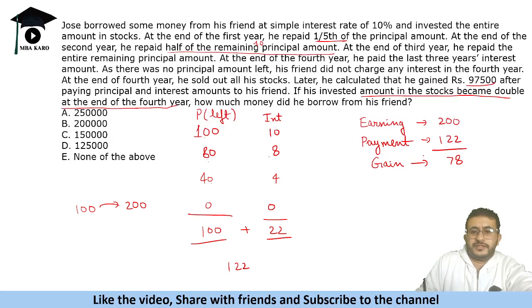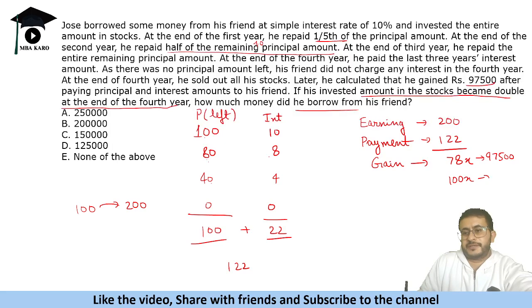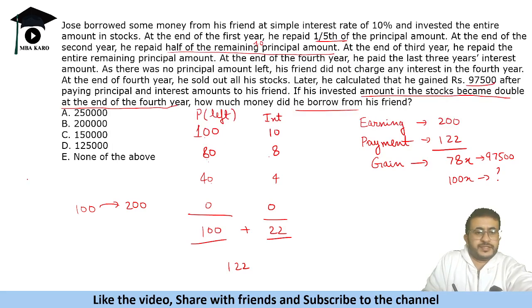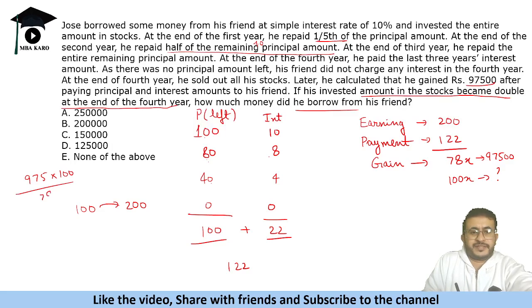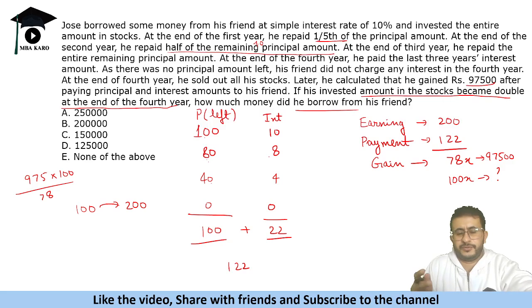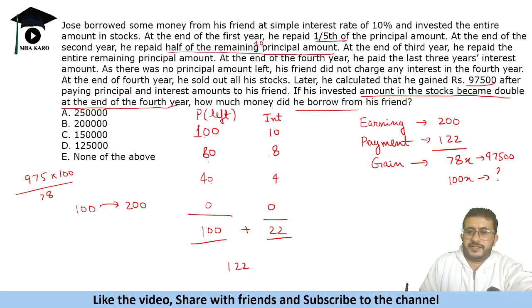We need to find this. So let us say this is 78x. 78x is given as 97500. We need to find how much he borrowed. We need to find the value of 100x. So you do 975 into 100 and divide by 78. You can ignore the zeros. Basically, it will involve four more zeros. So 975, two zeros here and two zeros here, divided by 78.